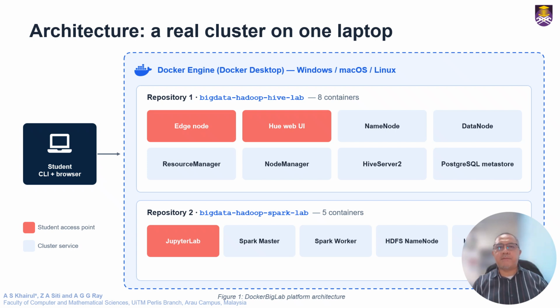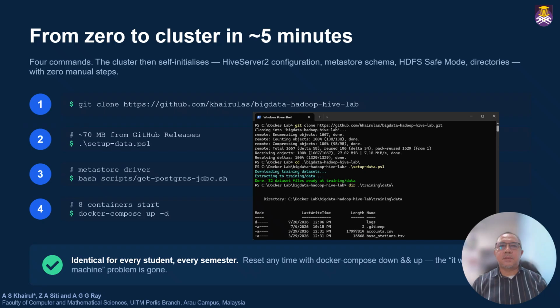This is exactly how practitioners work in enterprise deployments. Repository 2 is a 5-container Spark environment accessed through JupyterLab in the browser. Setting up takes just 4 commands. Clone the repository, download the dataset, fetch the database driver, and Docker compose up.